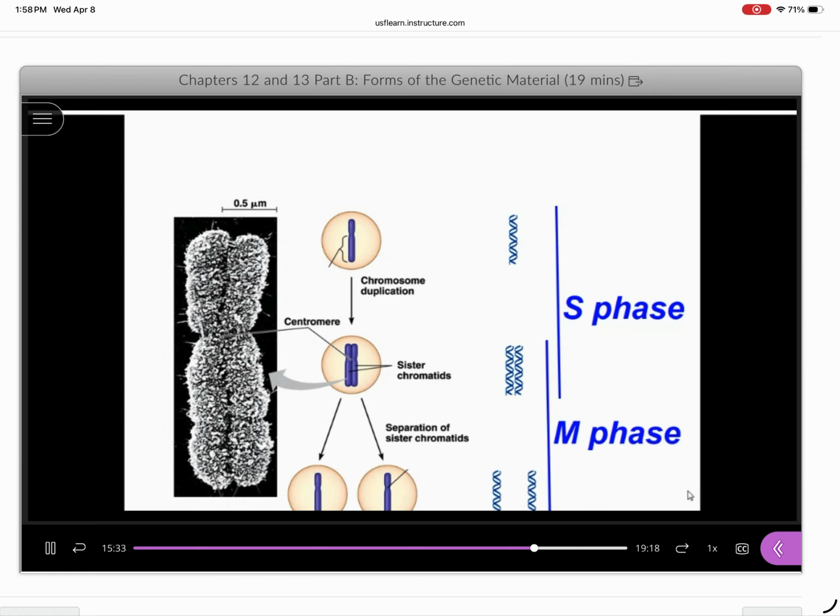In M phase, the cell divides, and again, mitosis and cytokinesis. Mitosis will separate the sister chromatids. Cytokinesis will separate the cytoplasm or split the cytoplasm. And we get two cells. We get daughter cells, which are identical to the parental cell. Since the parental cell had one DNA, the daughter cells likewise have one DNA each.